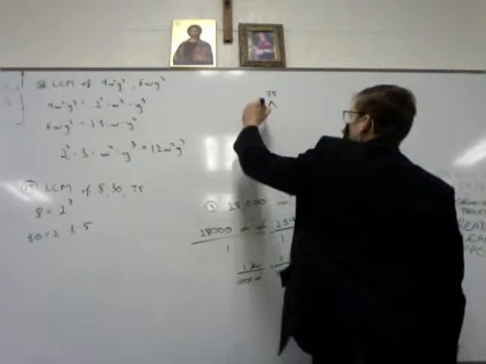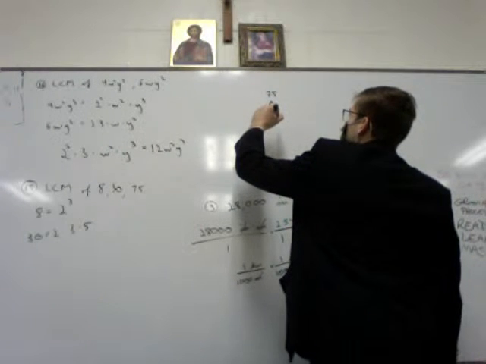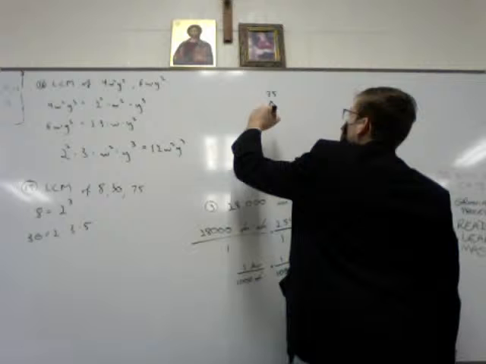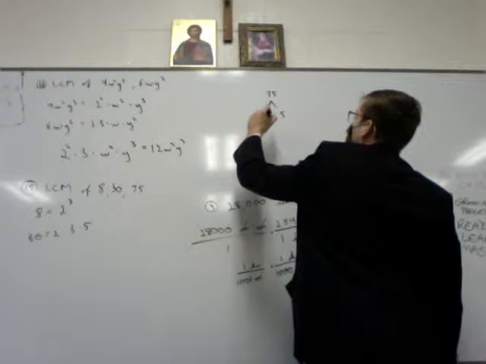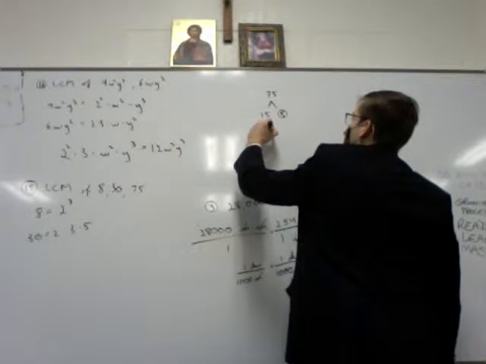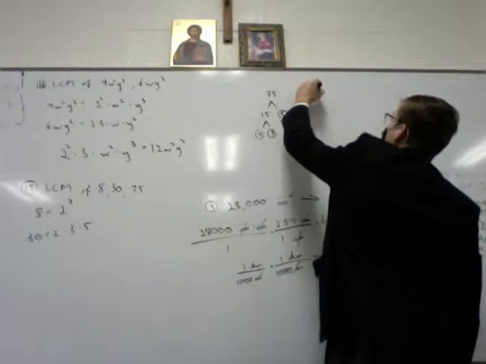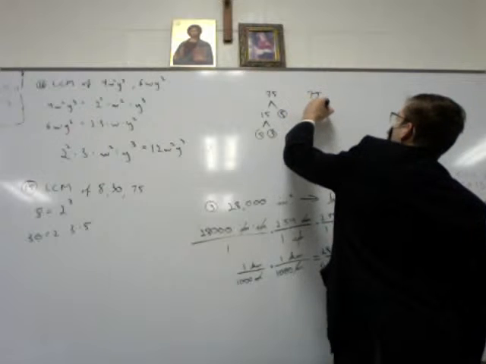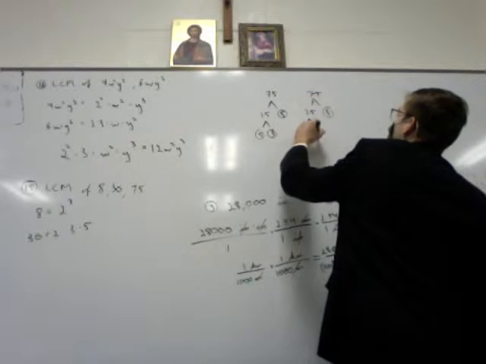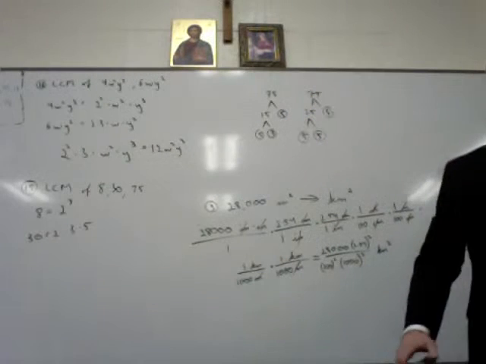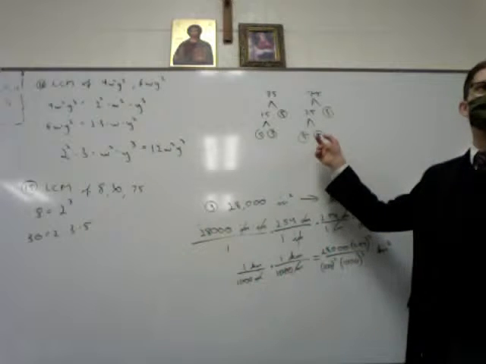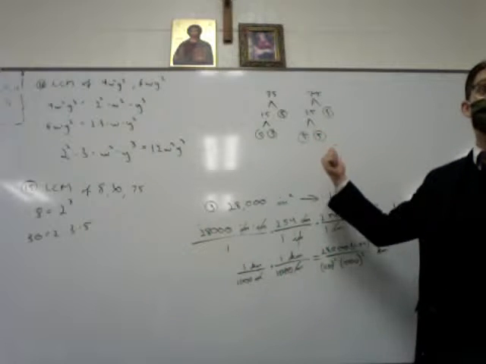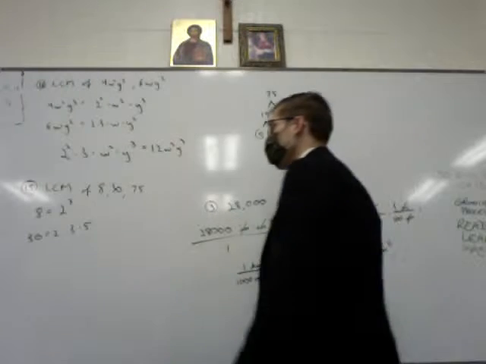75 is 15 and 5, and 15 is 5 and 3. Or you could also do 75 is 25 times 3, and 25 is 5 squared. It doesn't matter which order you go in. This is the easier way to do 75. You recognize 75 is 25 times 3, 3 is prime, and 25 is 5 squared.